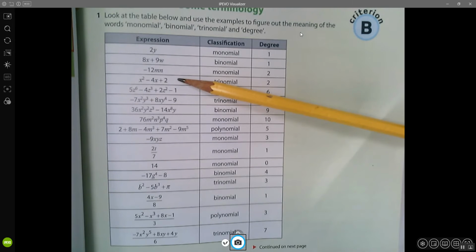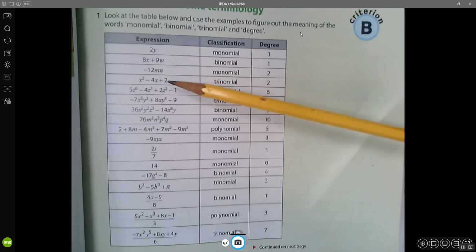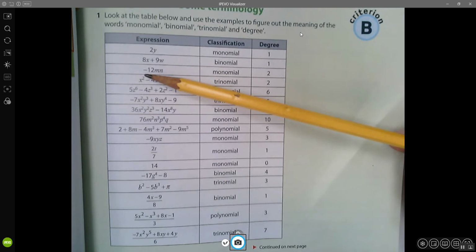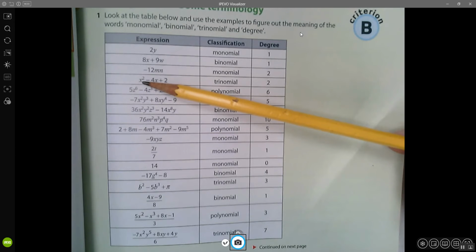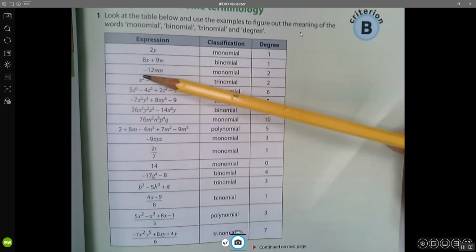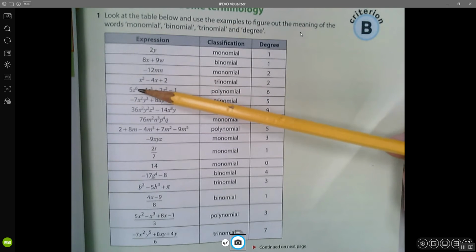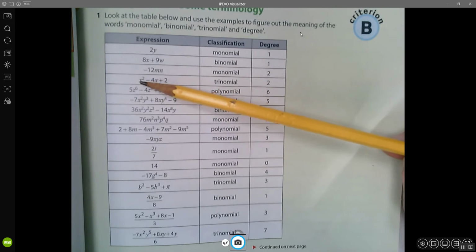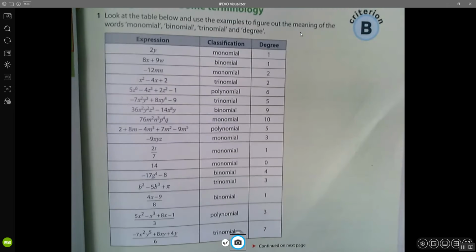Looking at the next one, what is the coefficient of the first term? So what is the first term in this? It's x squared. So what number is in front of the x squared? How many x squareds are there here? There's 1, okay. So the coefficient is 1. We could think of this as 1x squared.